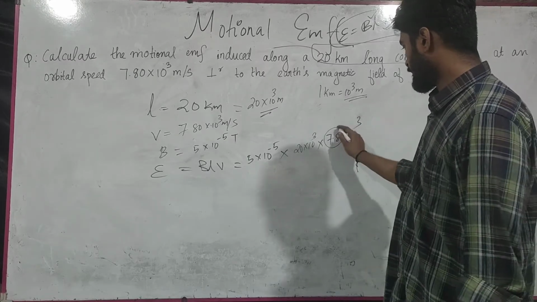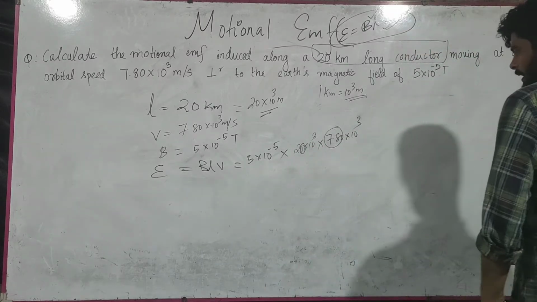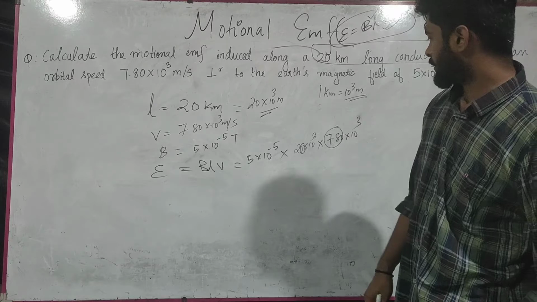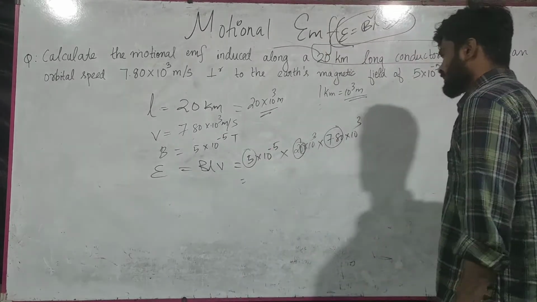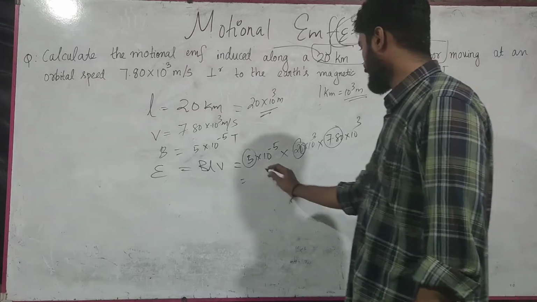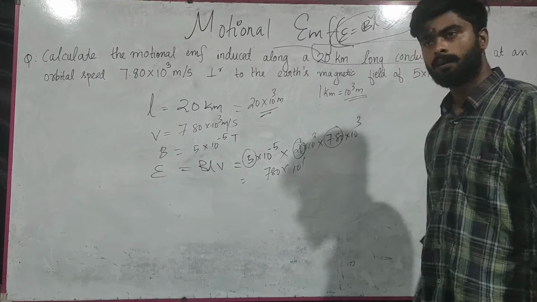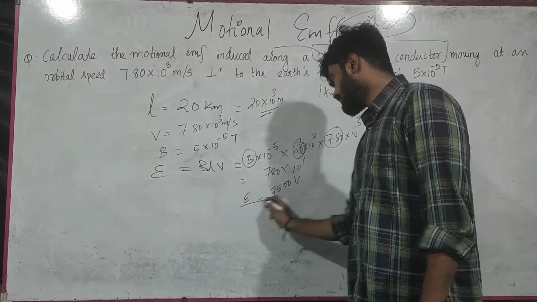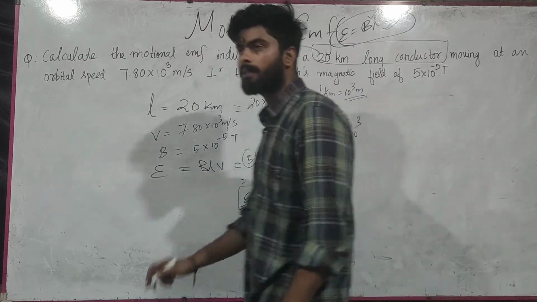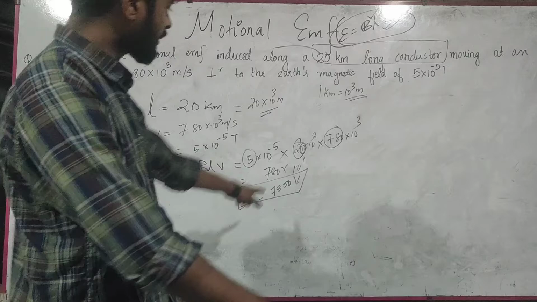So 7.80 into 10 is 78, and then 20 into 5 is 100, 100 into 7.80 is 780, 780 into 10 to the power 1. So it becomes 7800 volt. So this is the induced EMF, 7800 volt.